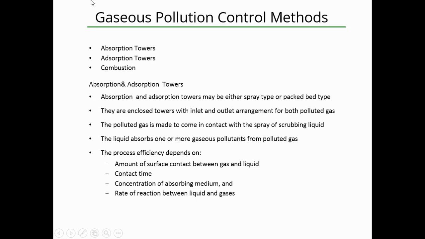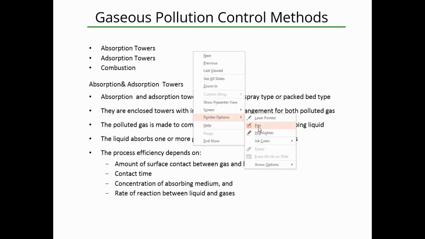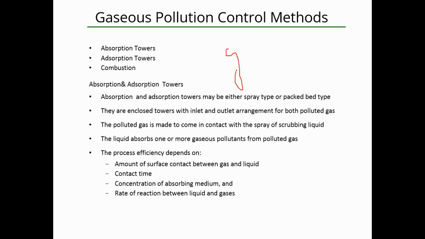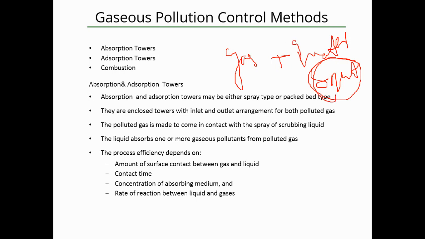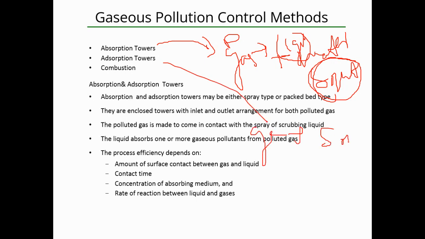Let's see what the different types are. First, the absorption tower. What is absorption? Absorption means gas pollutant plus a solvent, not water. It is some liquid solvent, so gas plus liquid. When the pollutant gas comes in contact with the liquid, it is called absorption. And adsorption is when the gas comes in contact with a solid bed.